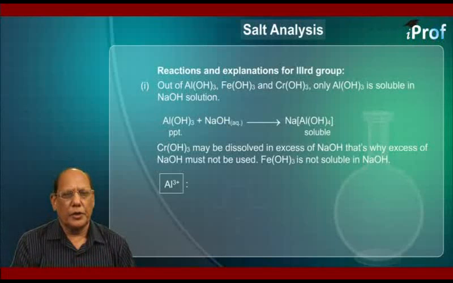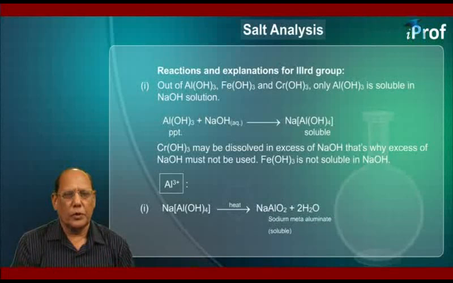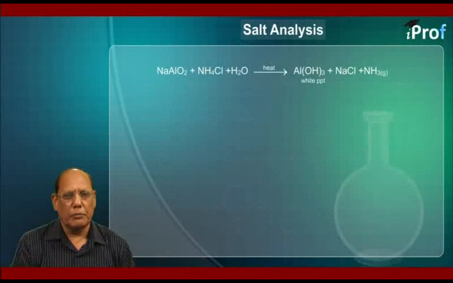Let us discuss the reactions of aluminum ions. The first one is NaAl(OH)4, the soluble complex, on heating gives NaAlO2, that is known as sodium meta-aluminate. This is a soluble compound, plus 2H2O. Then NaAlO2 plus NH4Cl plus water. On heating we get Al(OH)3, this white precipitate reappears, plus NaCl plus ammonia gas.